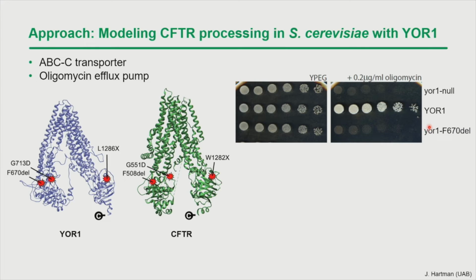And so as you can see here, the yeast expressing that YOR1 delta F are sensitive to oligomycin as compared to the wild type, which is resistant to this mitochondrial toxin.